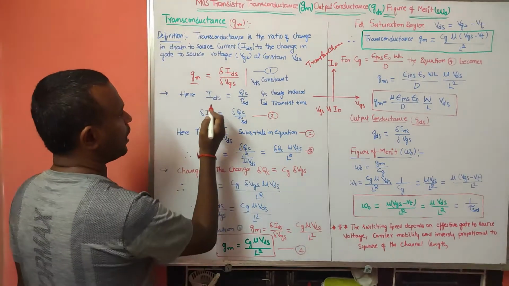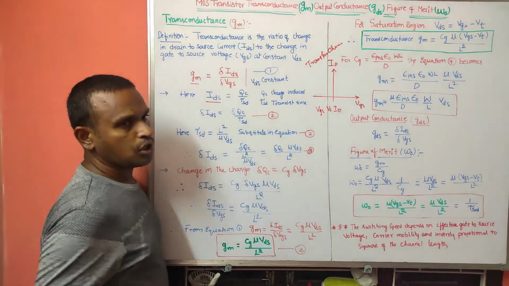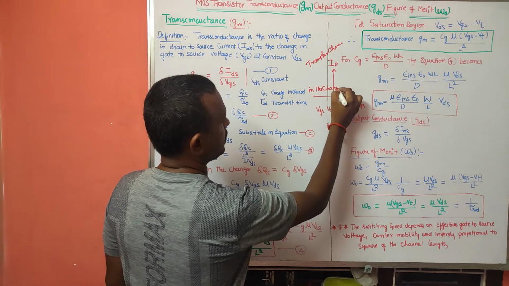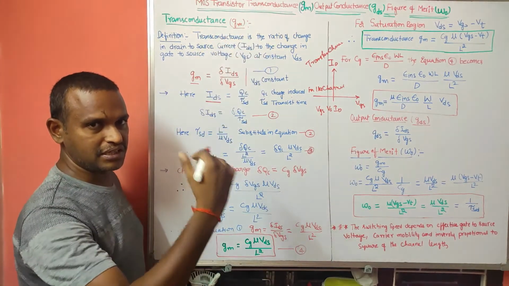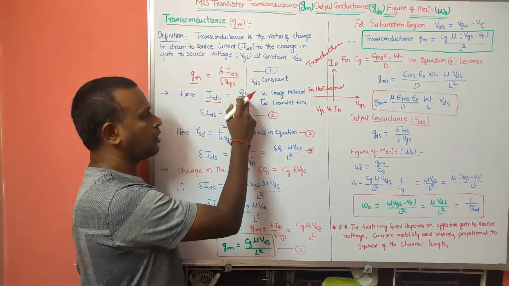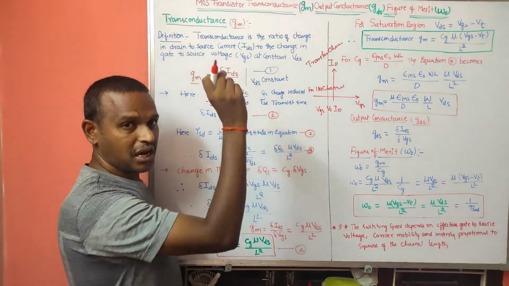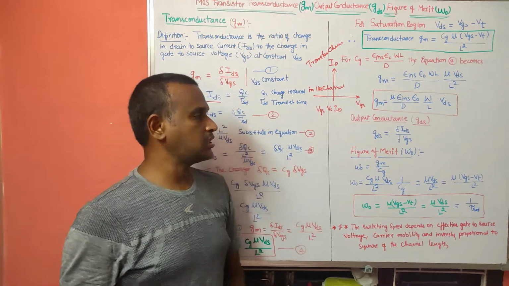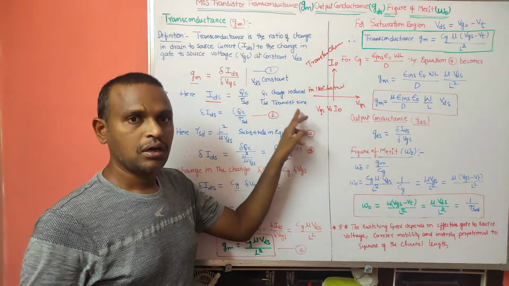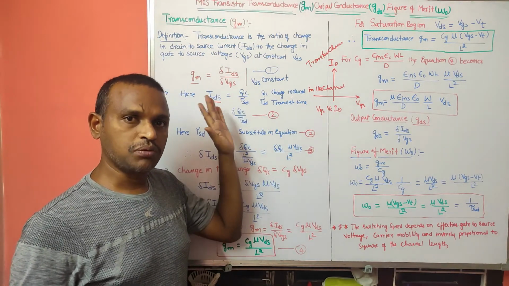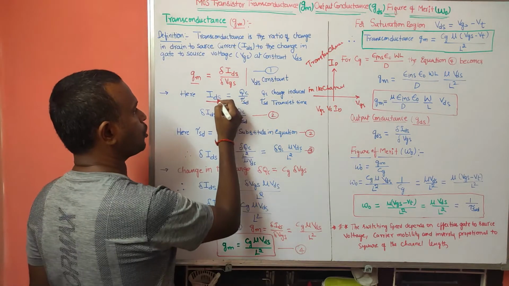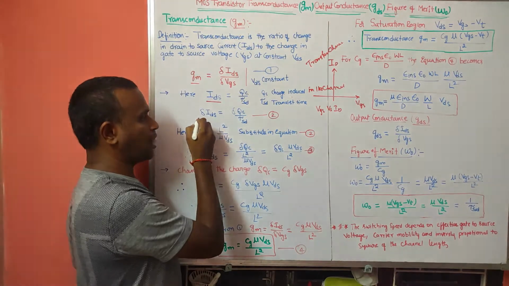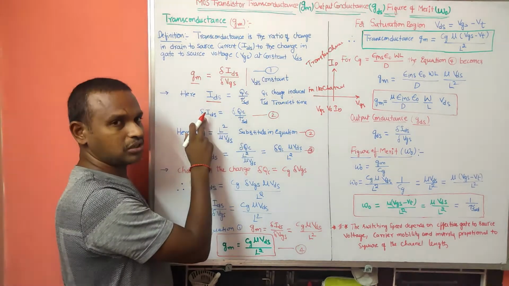So IDS is equal to Qc by tau SD. Qc is the charge induced in the channel after applying VGS, and tau SD is the transit time of the charge carriers. Here I am taking an nMOS transistor, so I consider the transit time of the electrons, that is the time taken to move from source to drain. But I require delta IDS, so I apply delta on both sides.